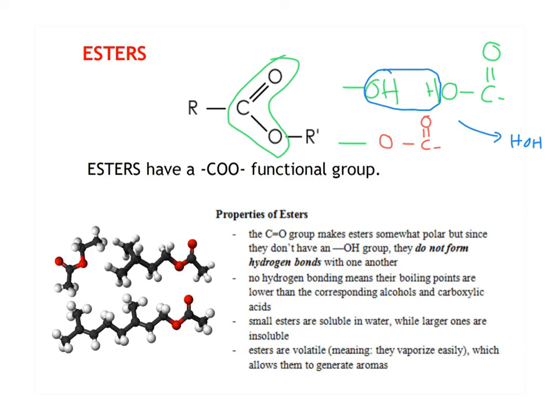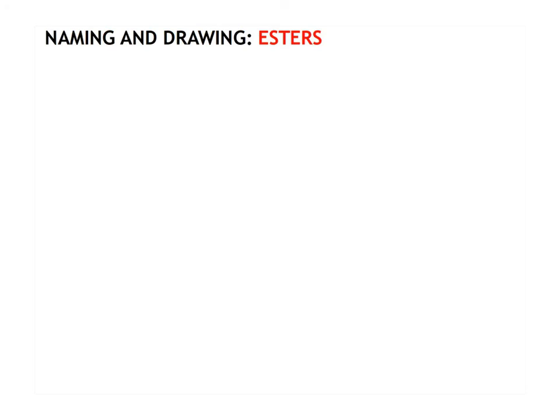Esters are very volatile, so they vaporize easily, and they also generate a whole bunch of different aromas. So you can use different alcohols and different carboxylic acids which just smell like chemicals, but by mixing them together, you can make pineapple, apple, strawberry. You can make a lot of artificial smells, which is used in things like perfume, shampoos, etc.